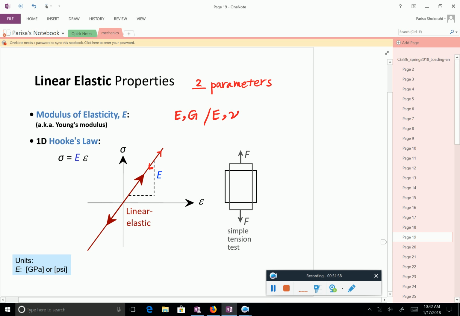I forgot to mention the units for elastic modulus. The unit is just like the units of stress. Why? Because strain doesn't have a unit. So if the stress is in PSI or Pascal or kilopascal, then elastic modulus will have similar units.